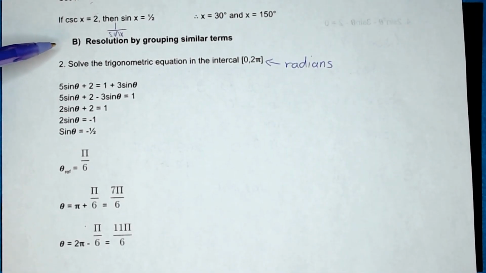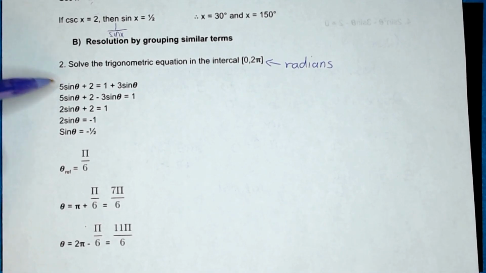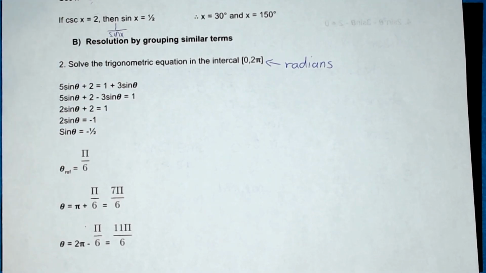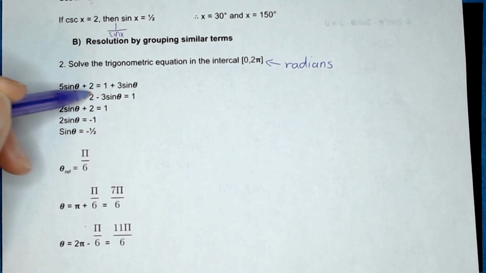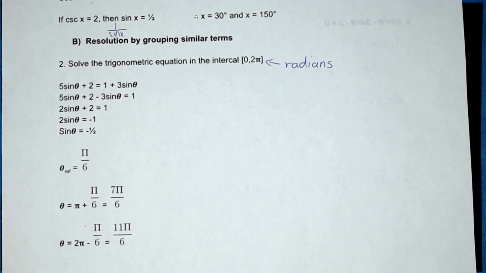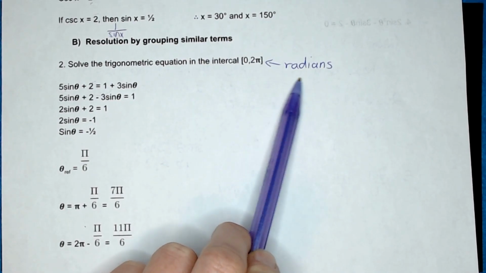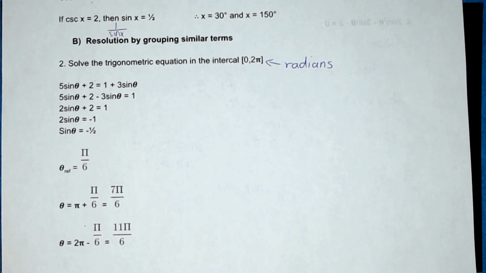We can also solve by grouping similar terms. If you wanted to simplify this in your head, you could think of it as 5x plus 2 equals 1 plus 3x. You have 2 x terms and 2 whole number terms, and you're still going to move them all to one side to solve and isolate that sine variable. Notice this time our interval is in radians from 0 to 2π, so when you get your final answer, you're going to want to express it in radians instead of degrees.